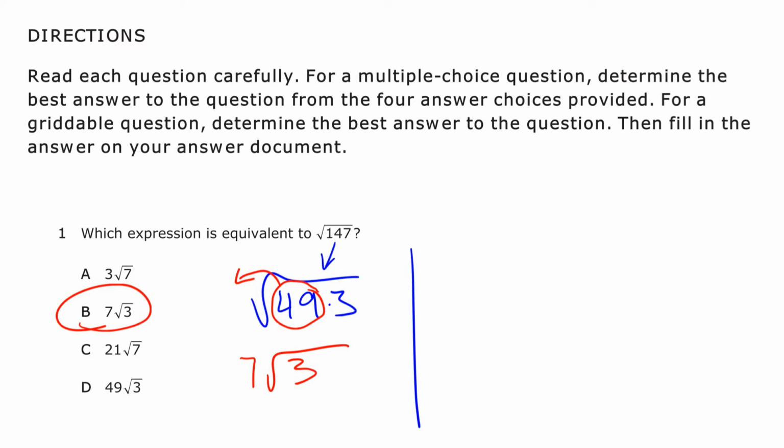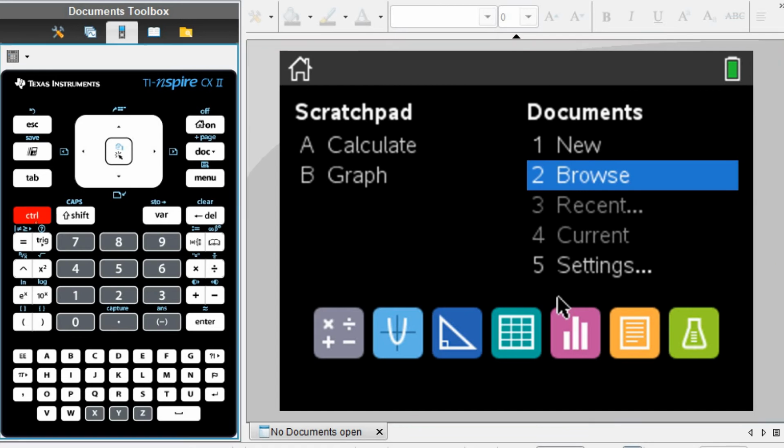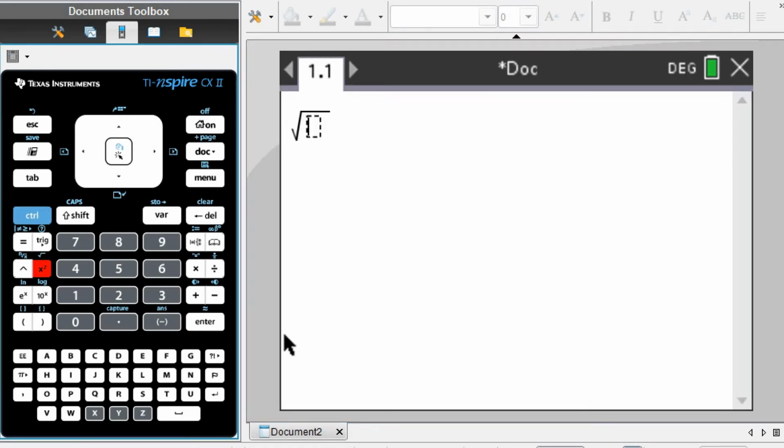If you are not familiar with the by hand method, you can always use your calculator. And you could type square root 147 in your calculator. Control squared gives you the radical, 147. That gives us 12.1244.